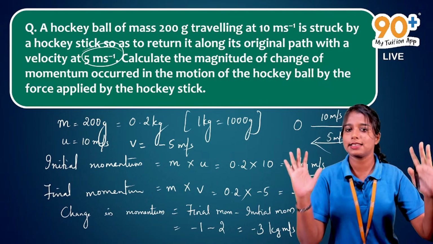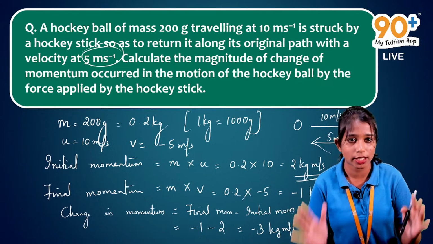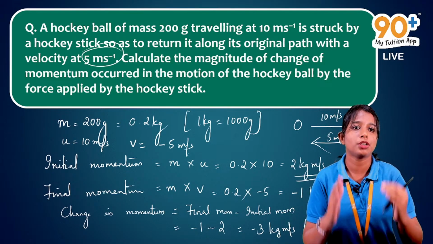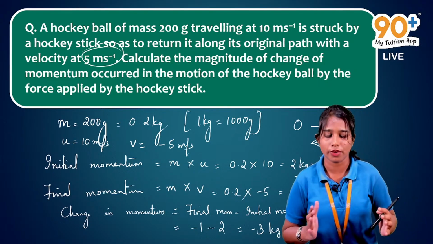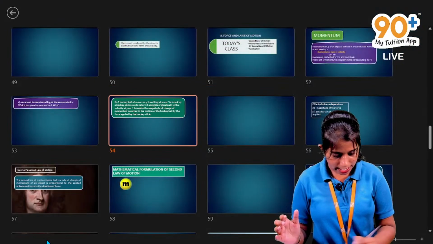So this is an exercise question. With momentum, change of momentum is very important to know: initial momentum and final momentum, do the subtraction. Now we will see an animation first, and then we will discuss the second law of motion. What we have learned now, change of momentum, is needed for the second law of motion.